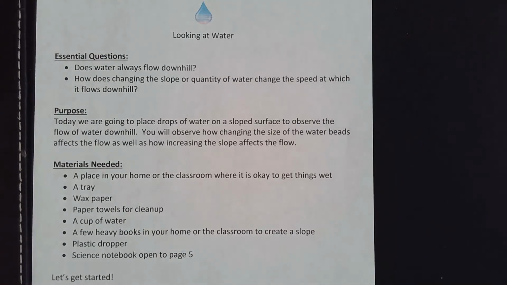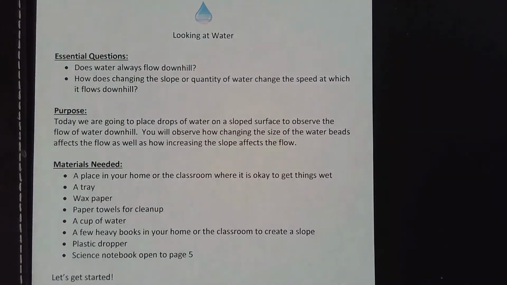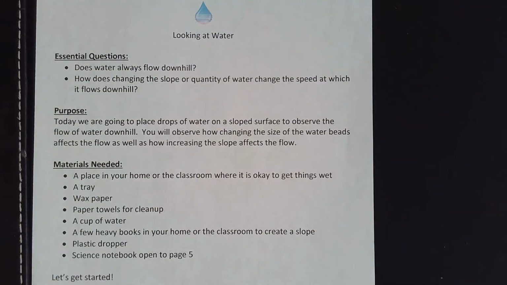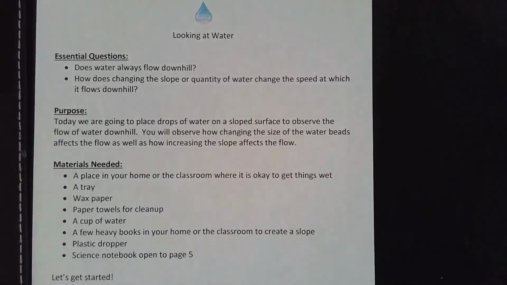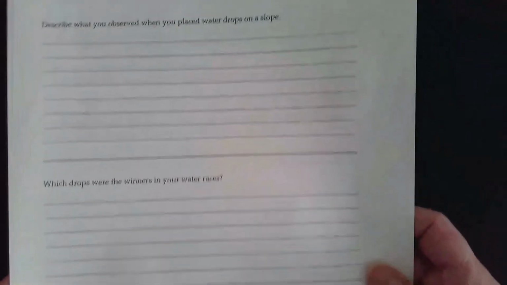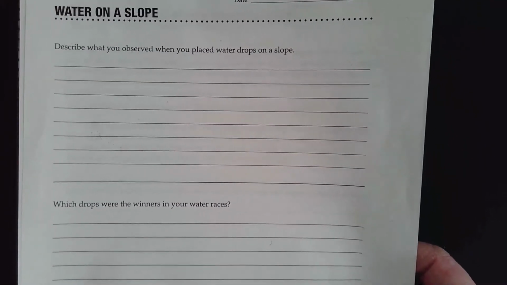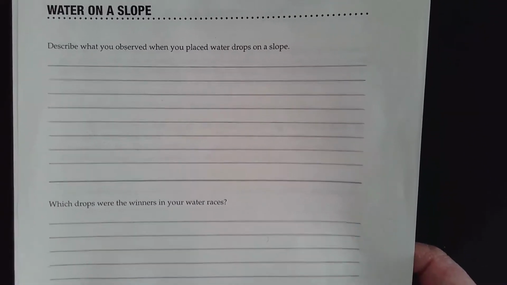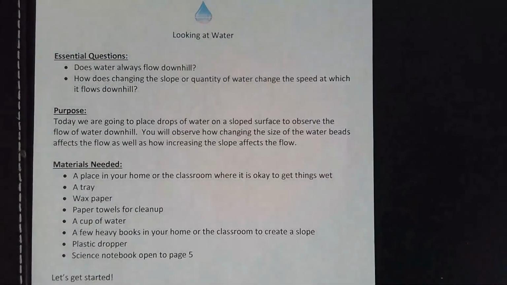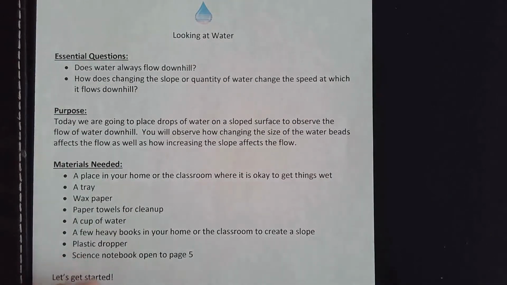And of course, you also need to have your science notebook. Your science notebook needs to be open to page 5. Page 5 is simply a response sheet titled Water on a Slope. It looks just like this. You're going to describe what you've observed when we place water drops on a slope, and then we're going to do water races and figure out which drops were the winners in those races. All right, so let's go ahead and get started.